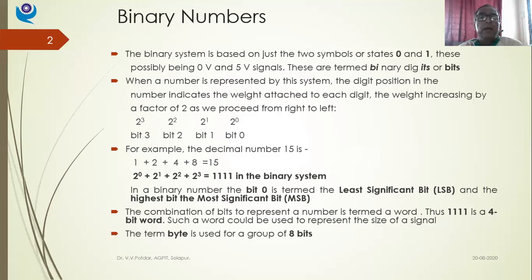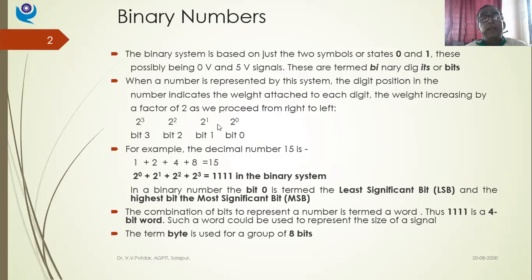Just be attentive. The digit position in the number indicates the weight attached to each digit, the weight increasing by a factor of 2. This is very important as we proceed from right to left, like our decimal system only. So the rightmost digit is bit 0, or binary digit 0, which corresponds to 2 to the power 0. Second from right is bit 1, third from right is bit 2, fourth from right is bit 3.